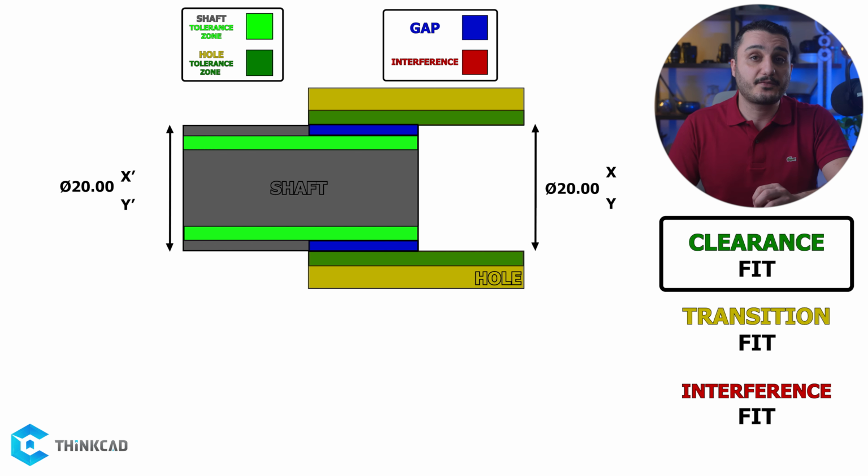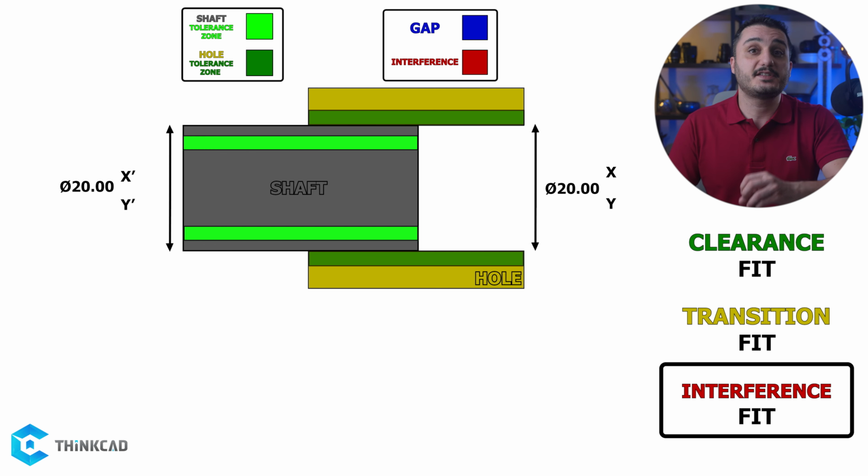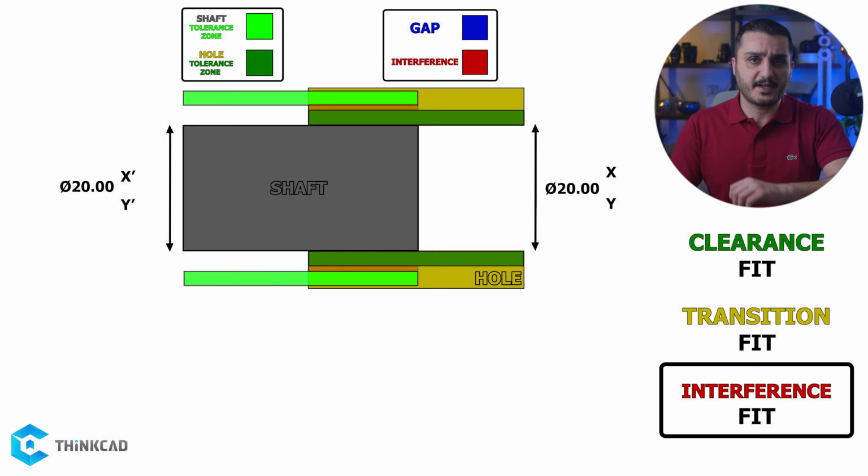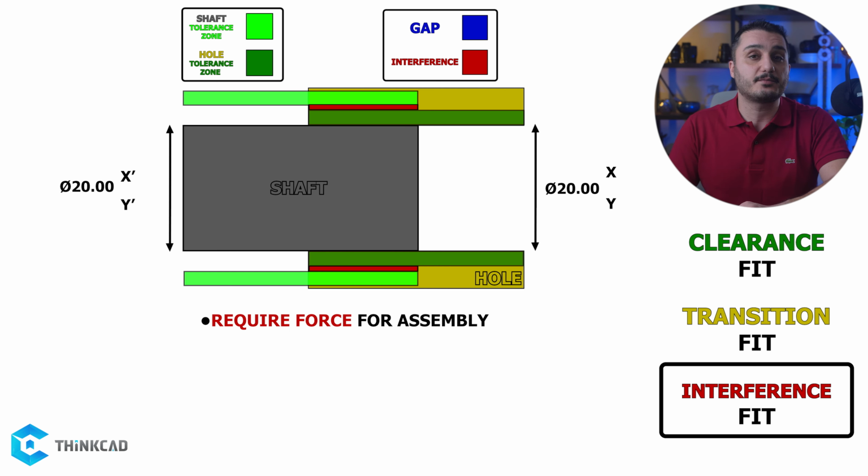Now, the next type of fit, interference fit. This is the exact opposite of clearance fit. Interference fit means you always get a negative gap between your features, so the shaft will always turn out larger than the hole. This requires our tolerance zone for the shaft to be entirely above the tolerance zone for the hole. Interference fits always require force to make the assembly possible. These fits are considered permanent fits due to their nature.